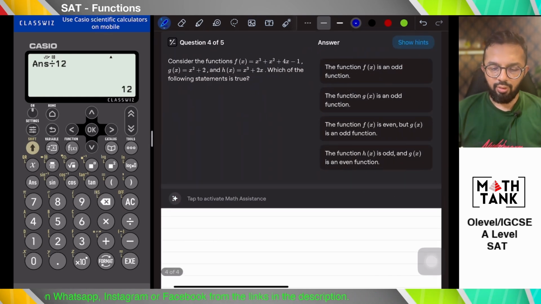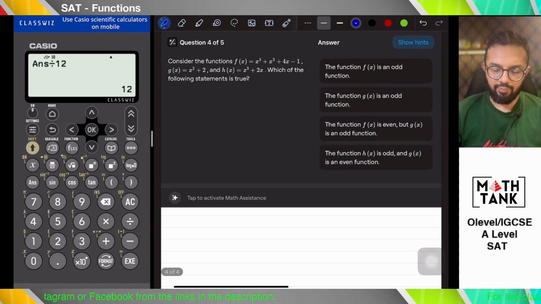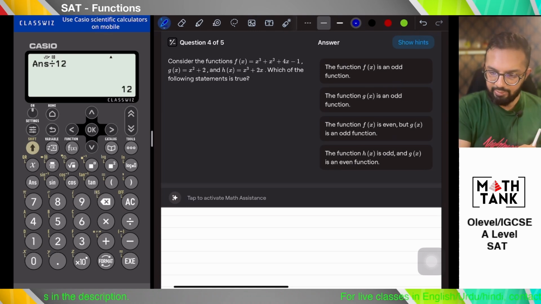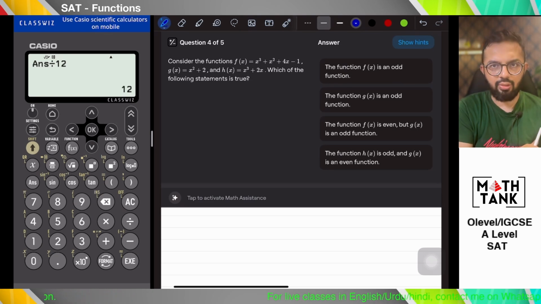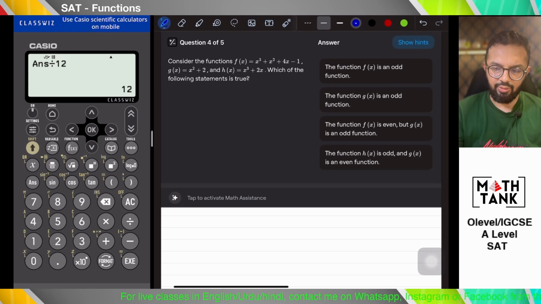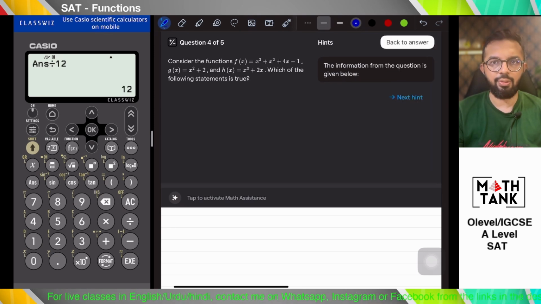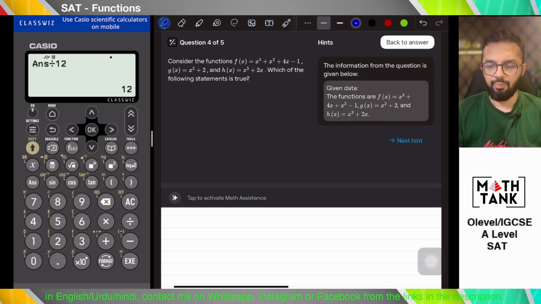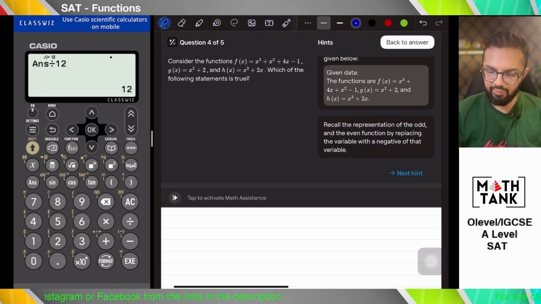Question number 4. Consider the function this. Which of the following statements is true? Now, odd and even functions are not part of the SAT syllabus. They follow certain rules, and I'm going to show you those certain rules here. So the functions are given by this. They're giving you 3 functions.